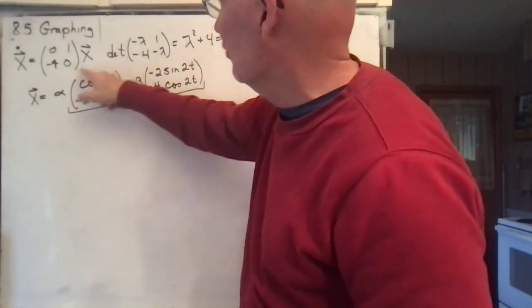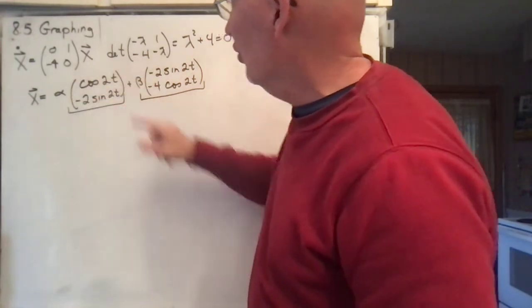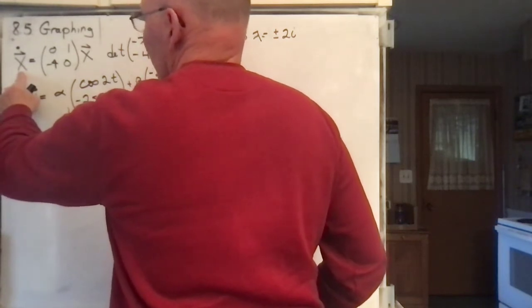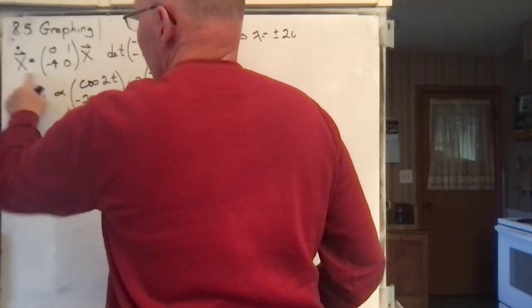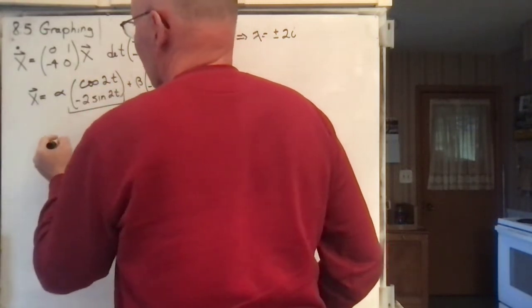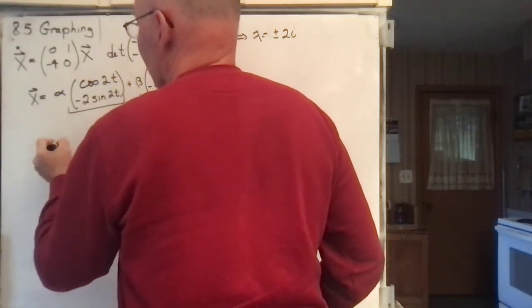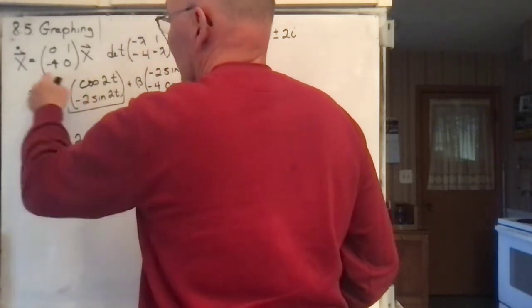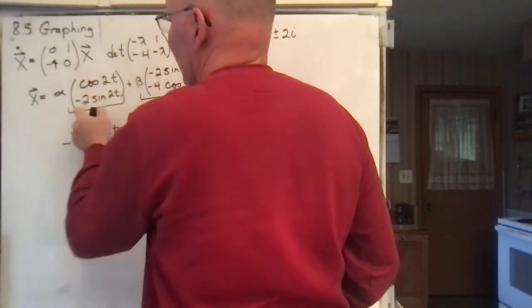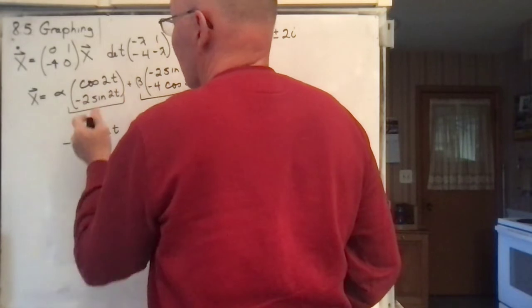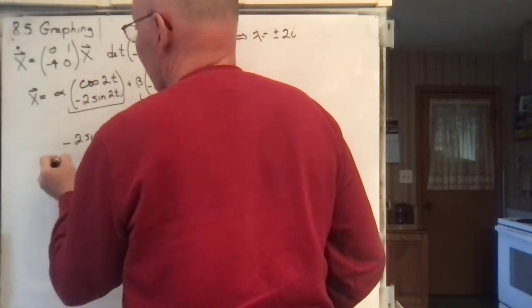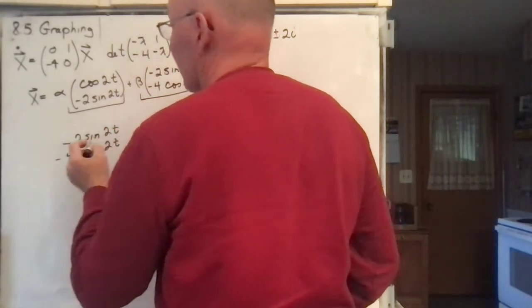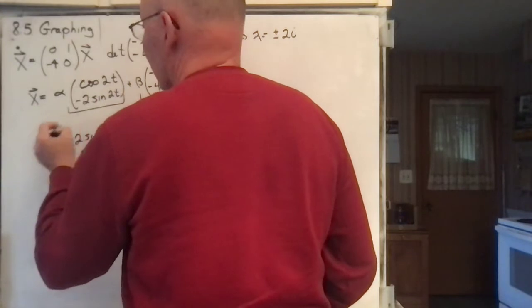Let's just take this one right here and show that it's a solution. What do we have to do to show it's a solution? This says to take the derivative of it. So if we take the derivative of this thing, what do we get? It's going to be negative 2 sine of 2t, and negative 4 cosine of 2t. Agreed? That's the derivative of this.